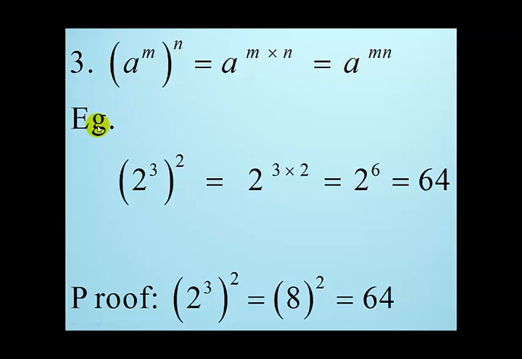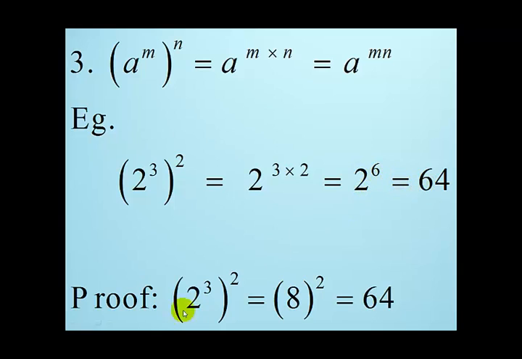Now let's look at this example. (2^3)^2. According to the third law of indices, this is equal to 2^(3 times 2), that is 3 times the exponent outside the bracket. And now when you multiply 3 by 2, the result is 6. So (2^3)^2 is equal to 2^6. And 2^6 is equal to 64.